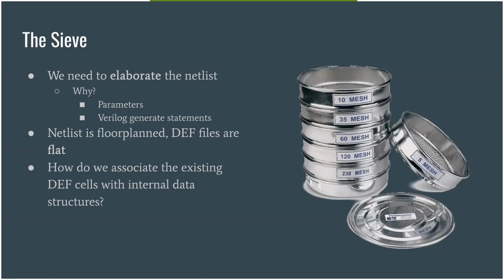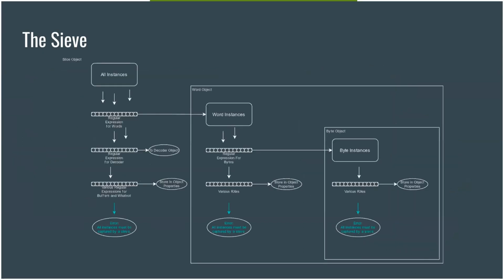And furthermore, once the netlist is floor planned, the def files are flat. Def files have no trace of the hierarchy that once existed. So the question remains as to how do we associate the existing def cells with internal data structures? Well, we take a little inspiration from nature, I guess. So we run all of the instances through a filter and reconstruct the hierarchy that we once had in the Verilog. The def actually has a small trace of the hierarchy in the form of the names.